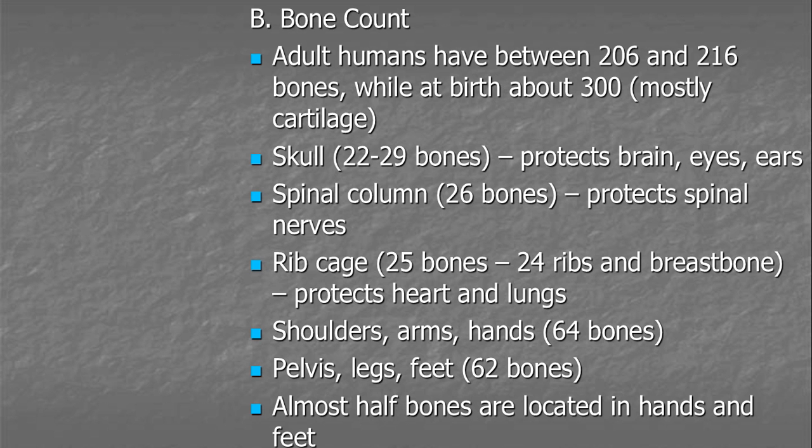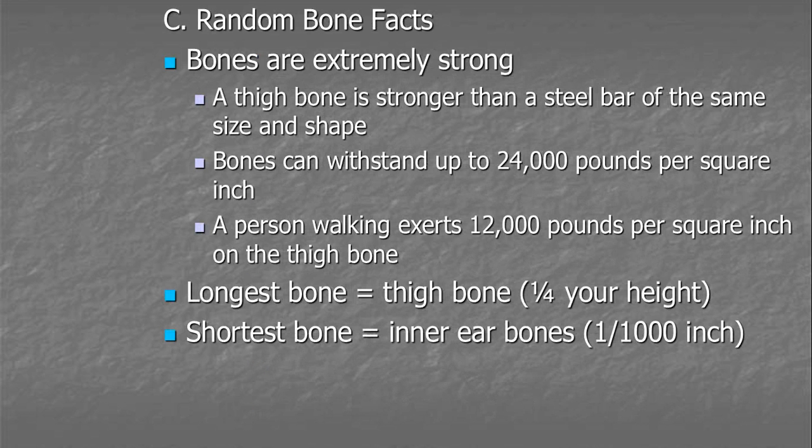You have your shoulders, arms, and hands for movement and grasping: 64 bones in your shoulders and arms. The pelvis, legs, and feet, you'll notice, is 62. So just between the legs, arms, hands, and feet, almost half of the bones in your entire body are located in those appendages. So I thought that'd be some interesting information.